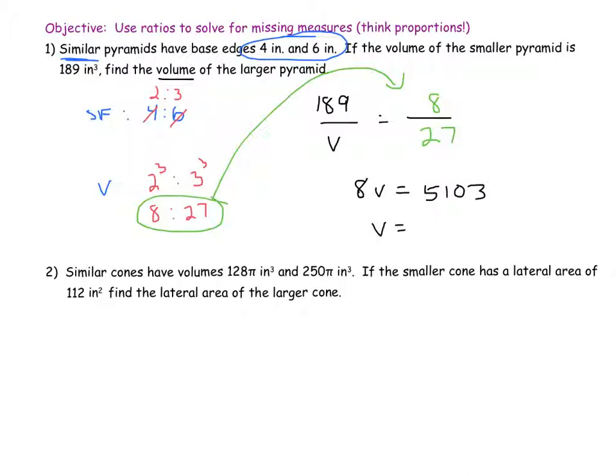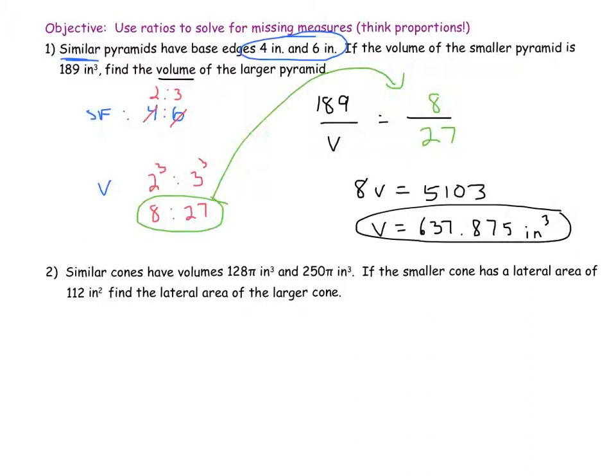Dividing by 8. Volume is going to be a decimal. You're going to think you're wrong. 637.875. And we're talking cubic inches. That would be my final answer. Okay, that's probably the easiest example. Let's walk through another one.